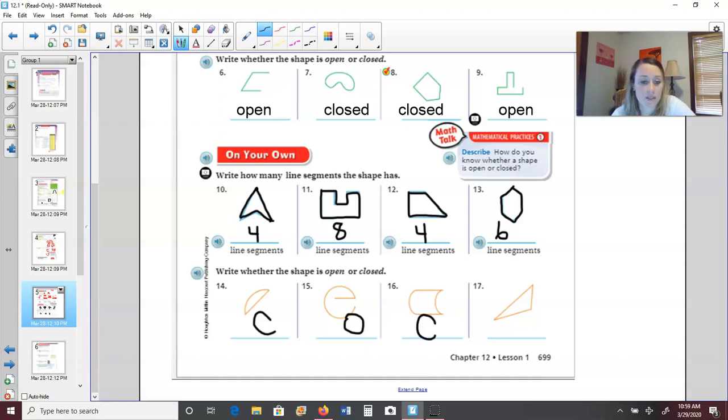16 is closed. And number 17 is closed. All right, nice job so far.